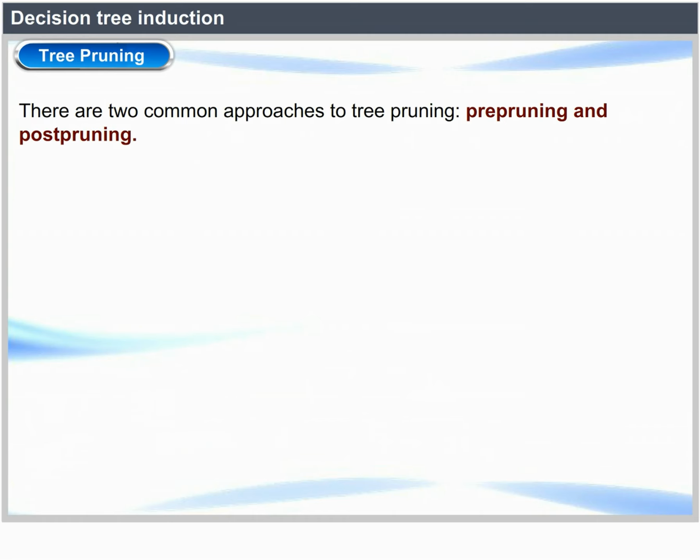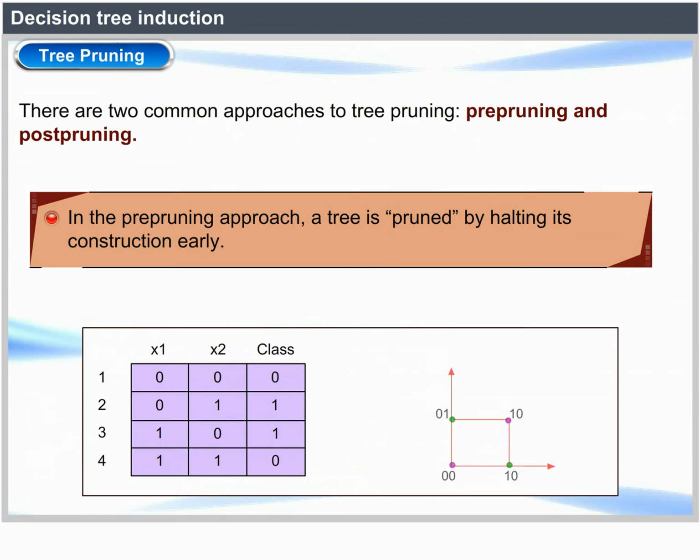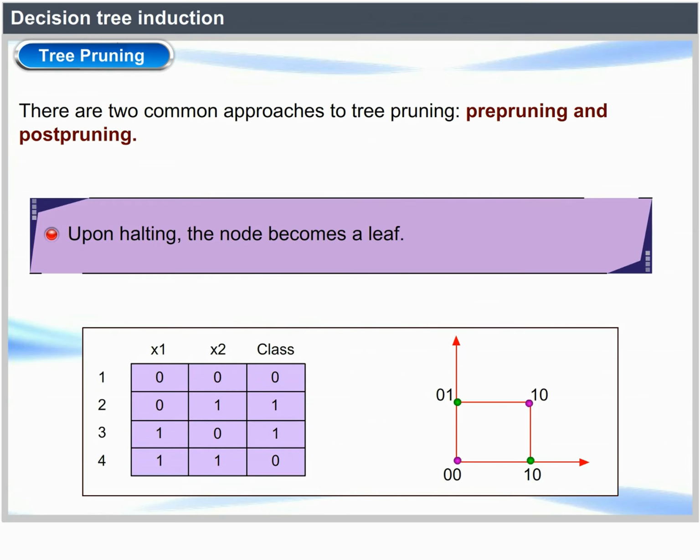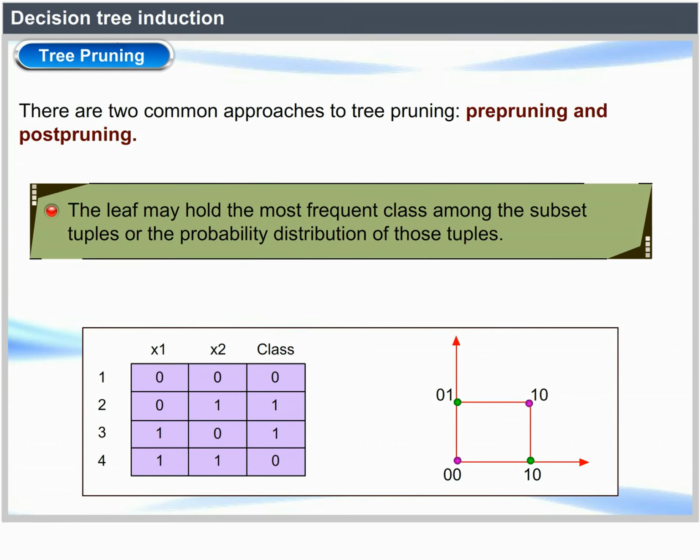In the pre-pruning approach, a tree is pruned by halting its construction early. Upon halting, the node becomes a leaf. The leaf may hold the most frequent class among the subset tuples or the probability distribution of those tuples.